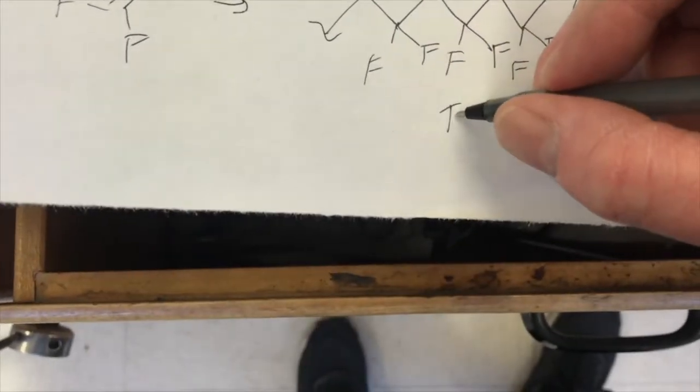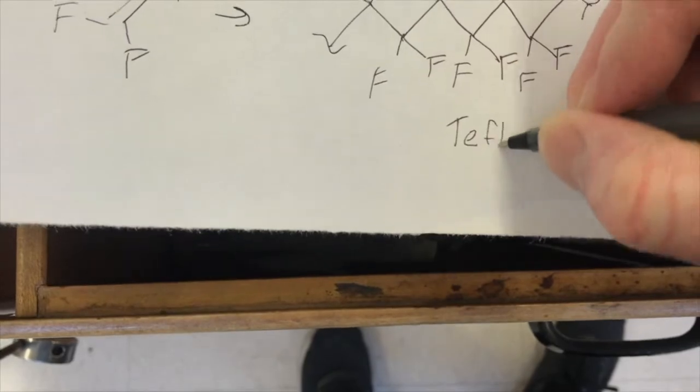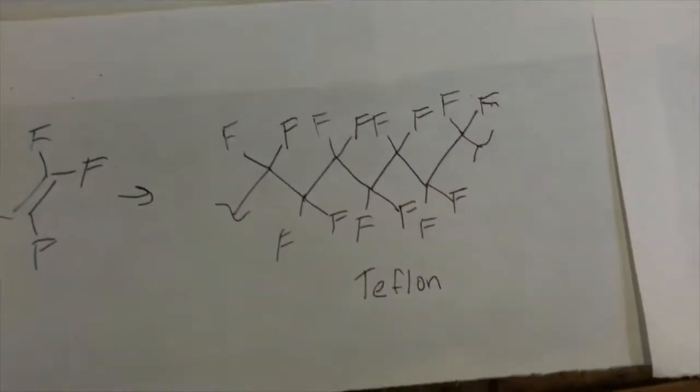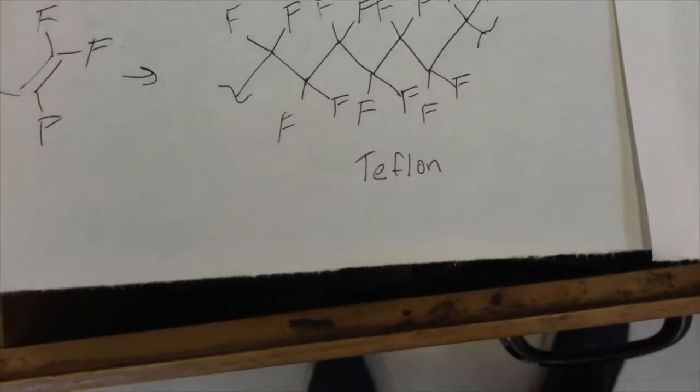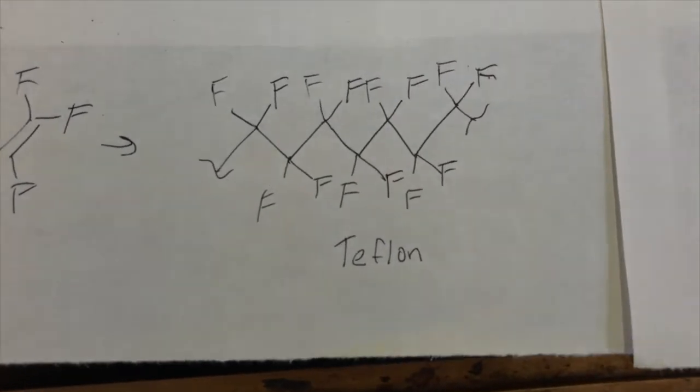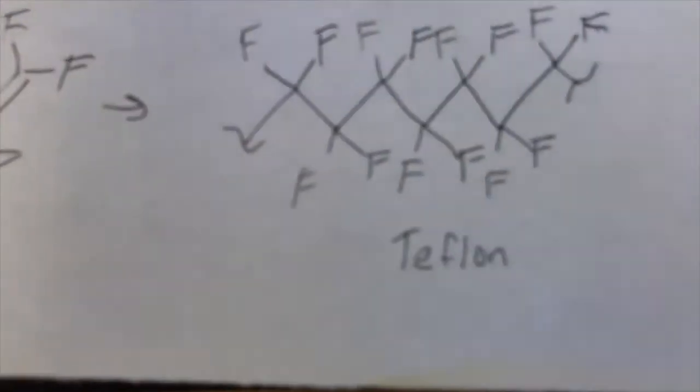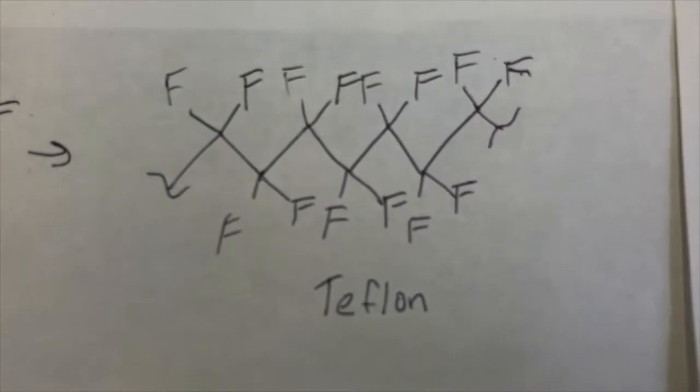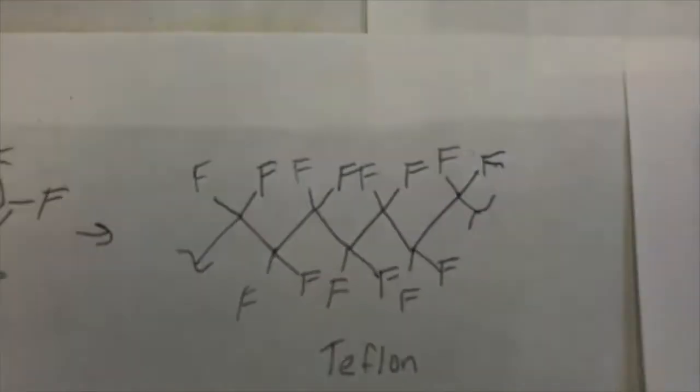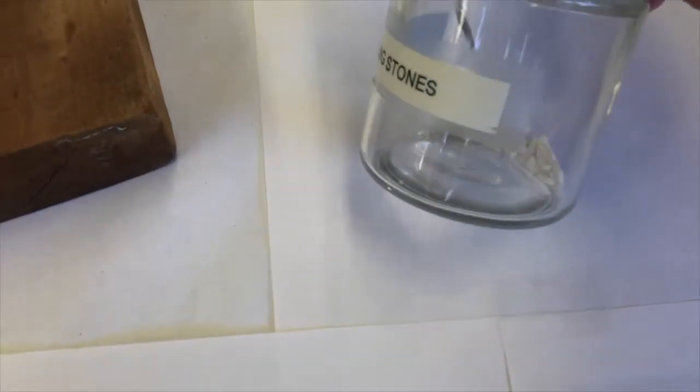And they use Teflon inside of pieces of equipment they put inside your body because it's very resistant and it doesn't cause much of an immune response in the body. So that's our Teflon. So this here, these little pieces of white plastic are Teflon.